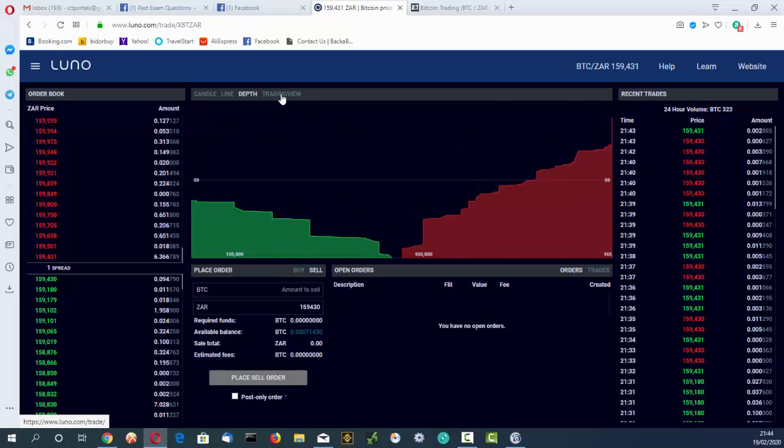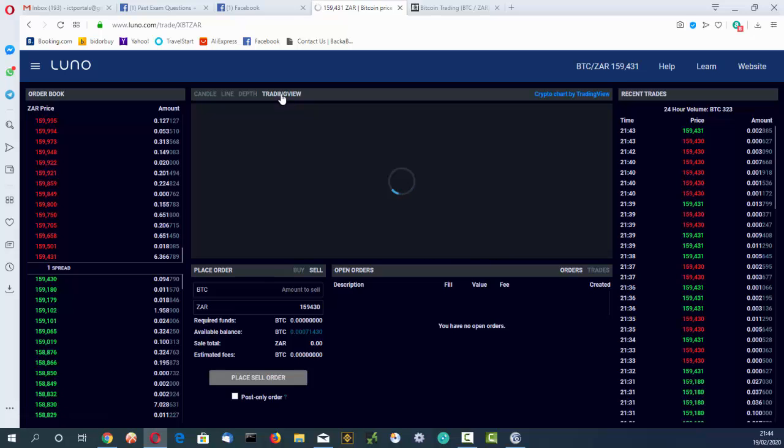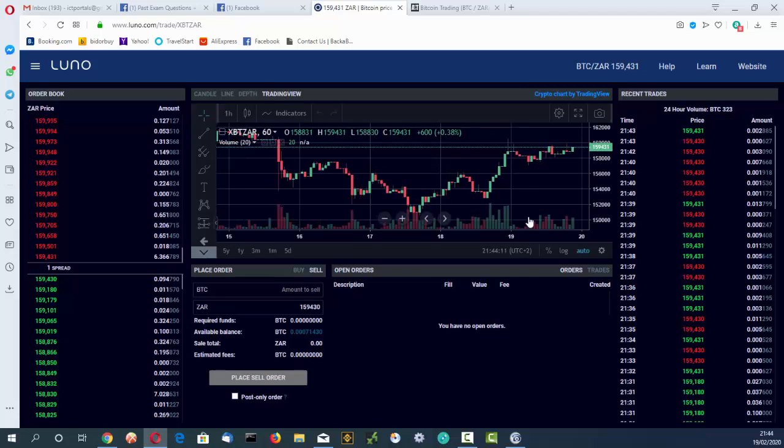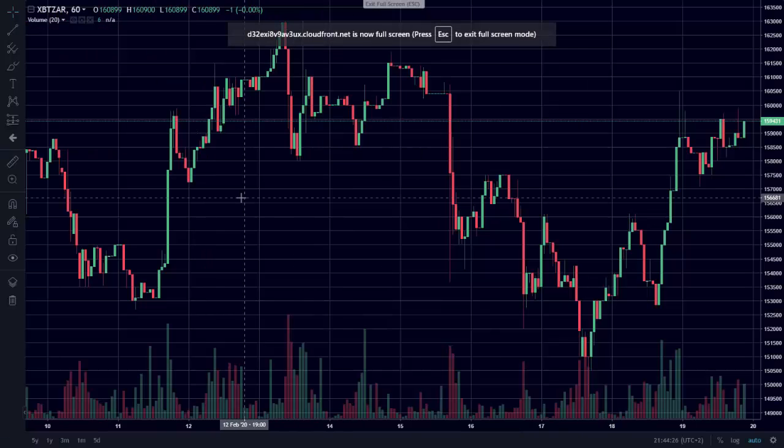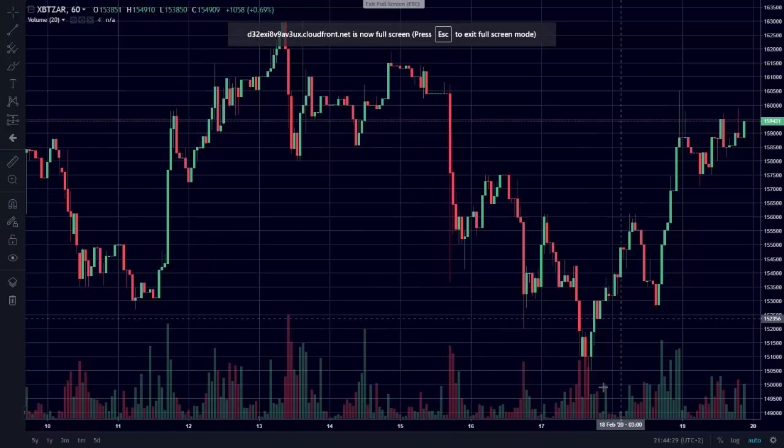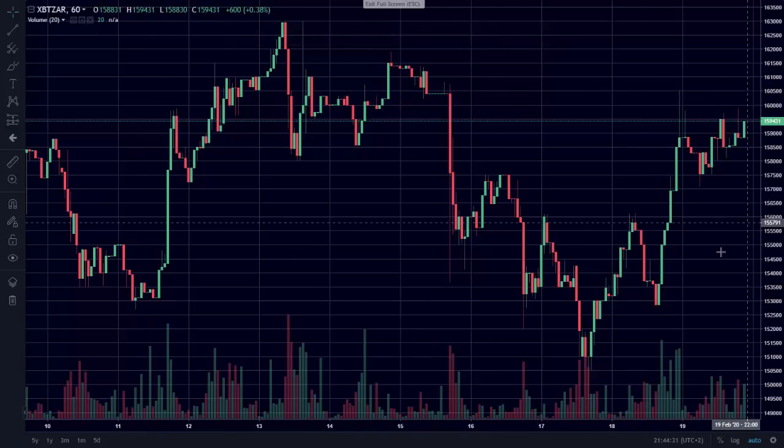So here you see TradingView. TradingView is a particular platform that we use to trade. We trade on it. You can analyze Bitcoin, you can analyze any trading instrument. So most exchanges normally use it. If I click it like this, you see how it looks.